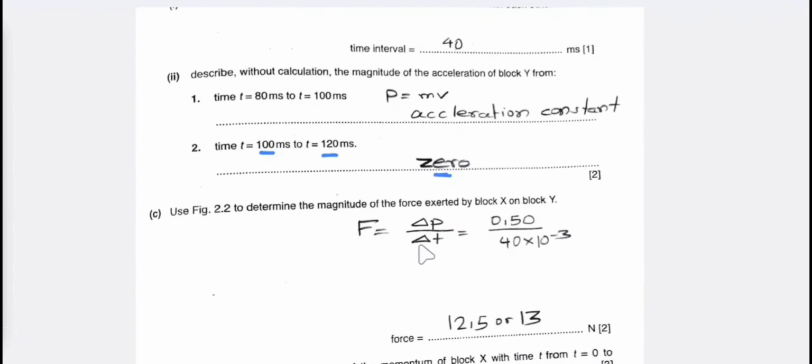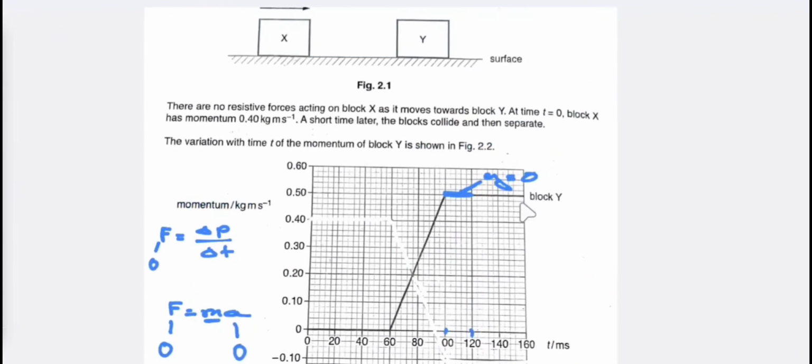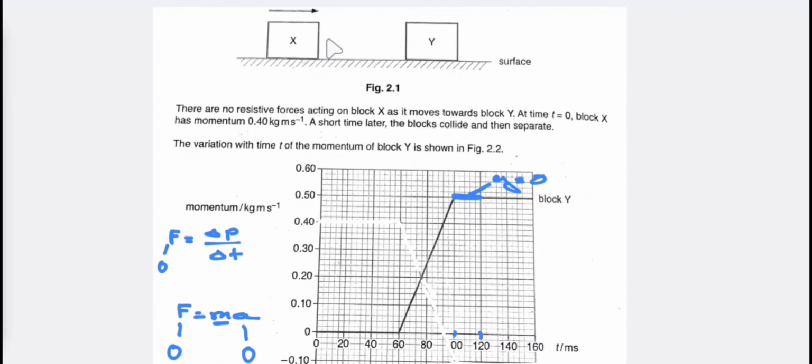Use figure 2.2 to determine the magnitude of the force exerted by block X on block Y. We can calculate the force: force is equal to change in momentum divided by change in time, since we are given the momentum-time graph. We need to determine the magnitude of the force exerted. So first of all, what is the magnitude of the force exerted?